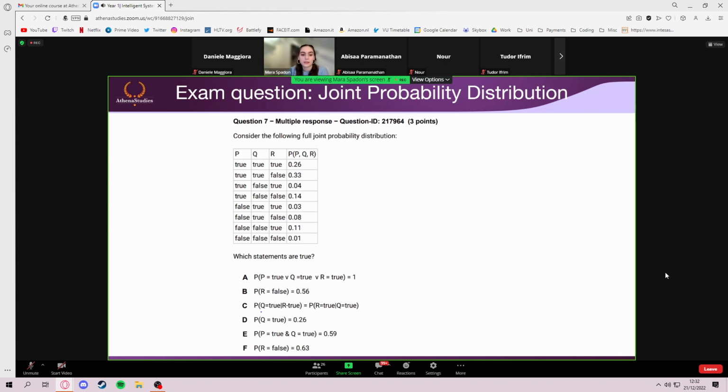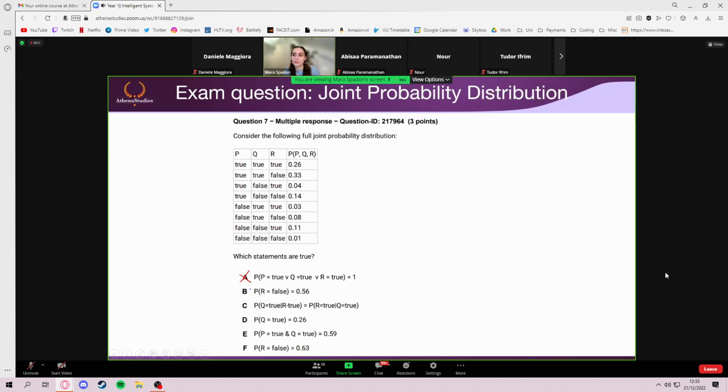Yeah, sure. I thought A wasn't true because the total probability is 1, and P true, Q true, and R true is only true in one case, which is 0.26, so that one's false. Sorry, it says or, but you are correct indeed. This one wouldn't be there because it's all false, so it does not sum up to 1. Yeah, well, lucky then. But I think your reasoning was kind of in the same direction.